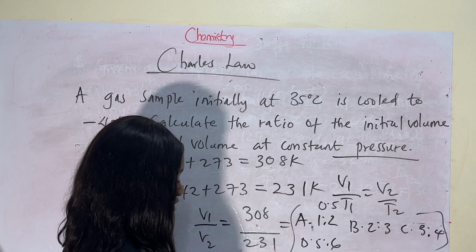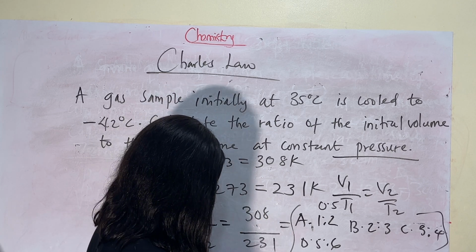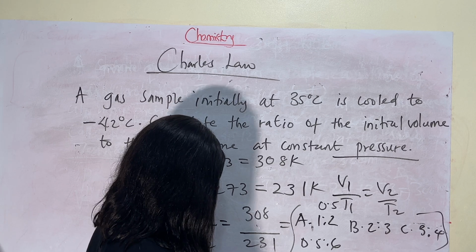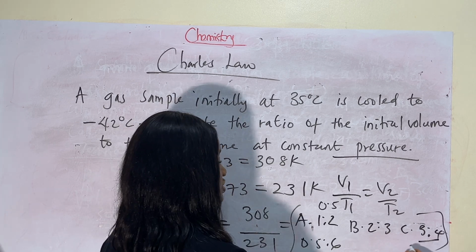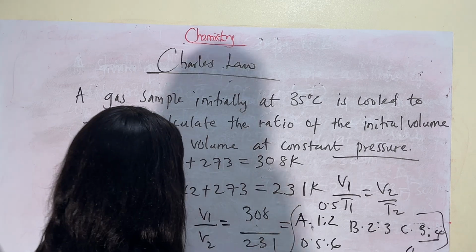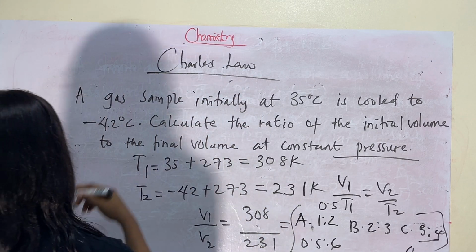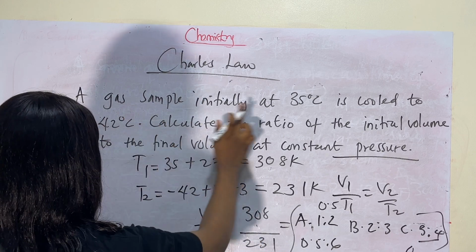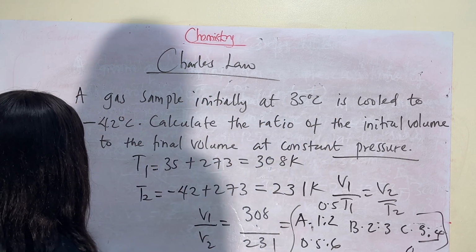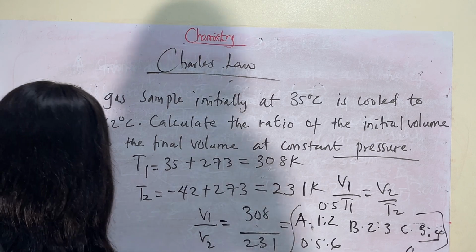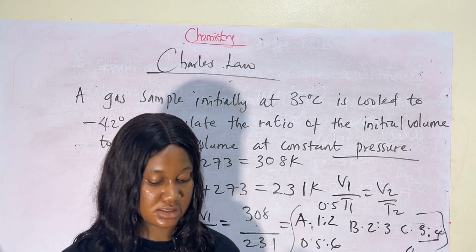But I'm thinking if we had exchanged these values, 231 divided by 308, we'd be getting 0.75, which corresponds to this. So probably there should be a mistake in this question, and maybe the question wanted to say initial at 42 equals 35. I don't know, I just think. But then, of course, none of these answers are correct.